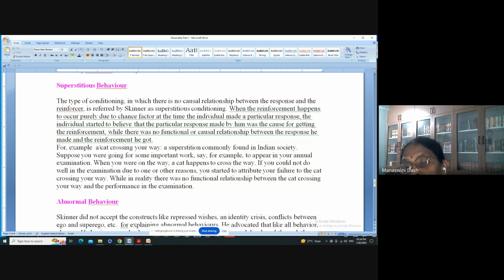You failed because maybe your preparation was not adequate. Maybe the examiner was very strict and he gave very low marks when he evaluated the paper, but you attribute your failure to the cat crossing your way.